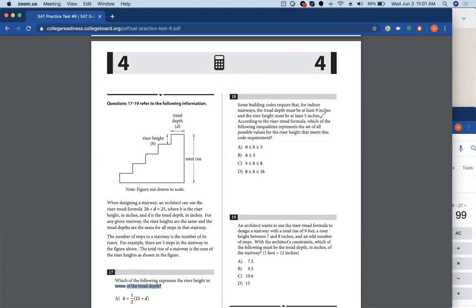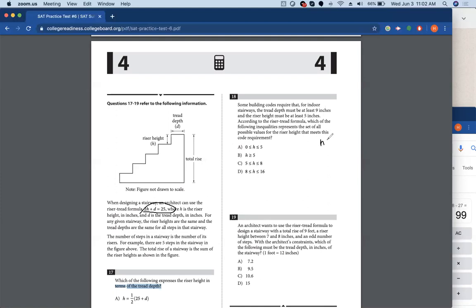Which of the following inequalities best represents the set of all possible values of riser height that meets this code requirement? So we know the tread depth. So look here, we could look at this formula. It says riser height must be at least 5 inches. So if the riser height is at least 5 inches, okay, give me a second. Let's see. Oh yeah, here. Oh, I see. It can't go for infinity. That makes sense. Okay, so we know they said at least.